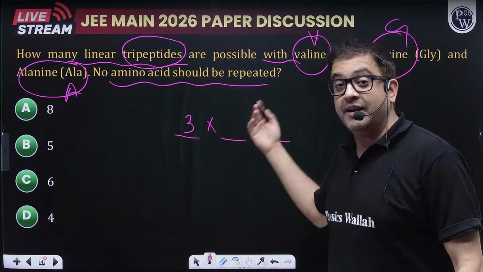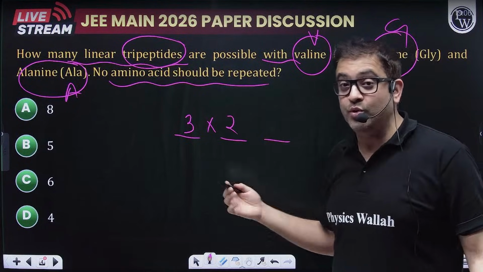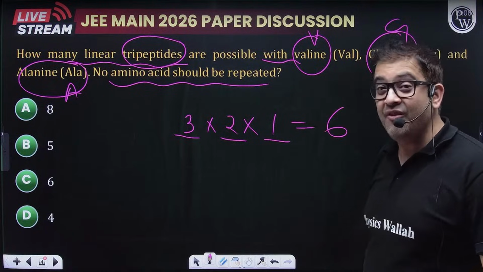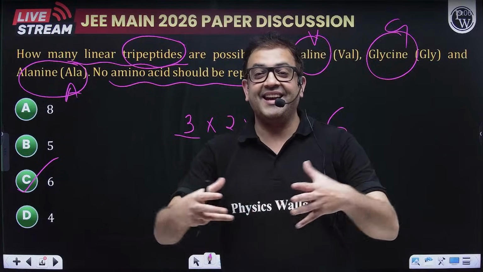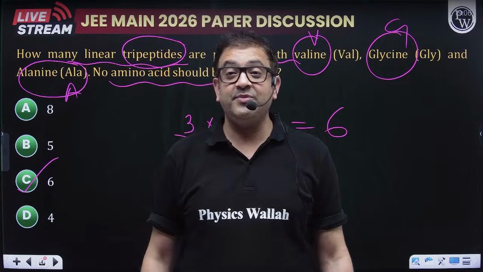3 for the second, because out of that 3, 1 is gone, so how much are left? Out of those 2 you can pick anyone, and obviously for the last one you will have only one option. So what are the possibilities? How many linear tripeptides you can have? 6. So moving forward.